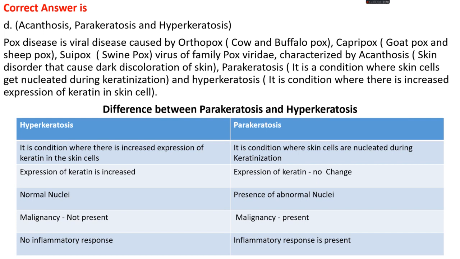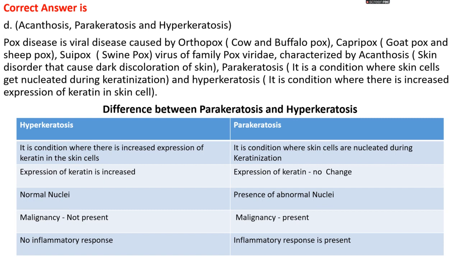The pox virus is a viral disease mainly caused by orthopox in case of cow and buffalo pox, capripox in case of goat pox and sheep pox, and suipox in case of swine pox, viruses of the family Poxviridae, and is mainly characterized by acanthosis.